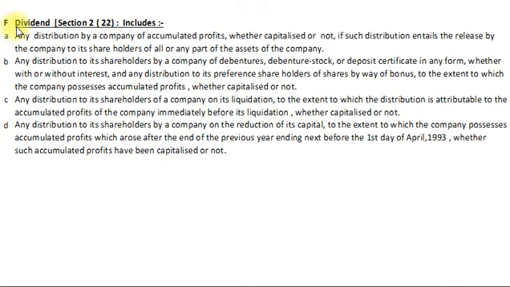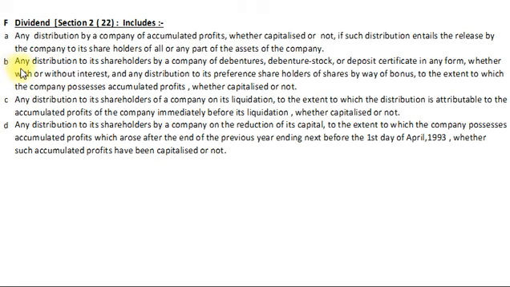Next definition, dividend. The term dividend is defined under section 2 subsection 22 in the Income Tax Act 1961. Again, definition of dividend is an inclusive definition which includes number 1, any distribution by a company of accumulated profits, whether capitalized or not, if such distribution entails the release by the company to its shareholders of all or any part of the assets of the company. Here, first point mentions the distribution of accumulated profits during the year at the end of a financial year. It's a normal dividend.